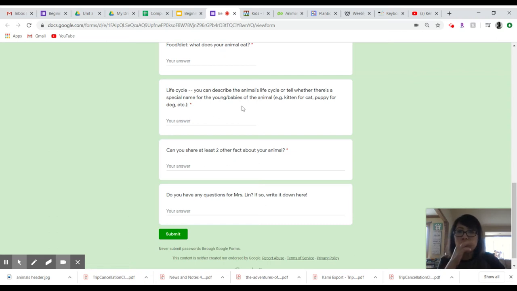Or you can just tell me if there is a special name for the young or the babies of the animal. So, for example, if you're researching cats, we know that baby cats are called kittens, or dogs, and their babies are called puppies, right? So, if there's a special name for the young or the babies of that animal, you can write that in here. Or you can talk a little bit about the life cycle, depending on how much you want to type.